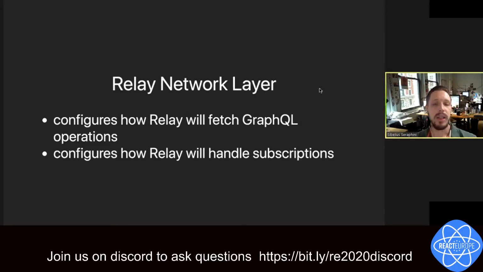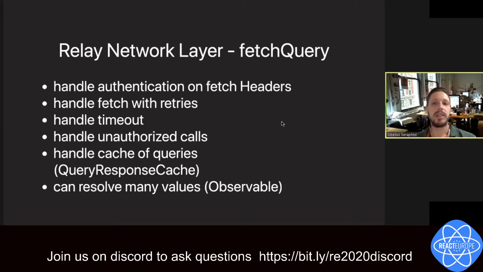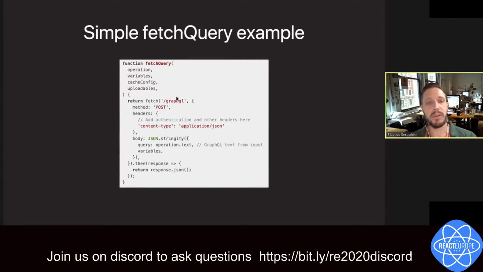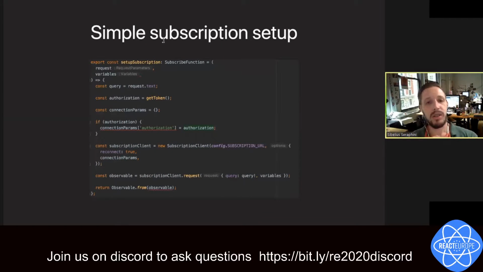The network layer is gonna tell relay how to fetch GraphQL operations and how to handle subscriptions. So the network layer is responsible to handle authentication, to retry fetches, to handle timeouts, you can do caches at the query level, and then you can resolve many values if you're using the Relay string using observable. So this is a very simple implementation. It's gonna use fetch. So you're gonna reach your GraphQL server with the GraphQL operation query and the variables, and then you're gonna resolve the response there. So this is the setup for the subscriptions. So you're gonna probably use WebSocket or something like this, and then the WebSocket is gonna provide many events to your observable here.